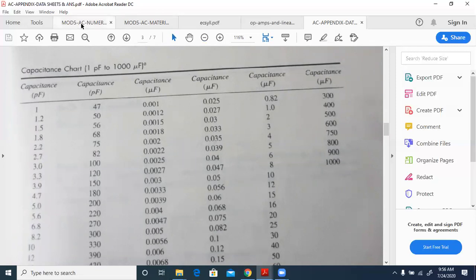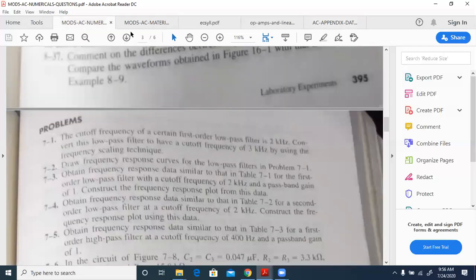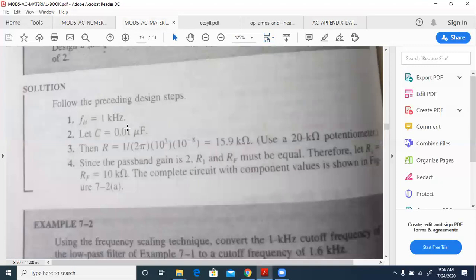Okay. So that is what he has taken here also, 0.01 microfarad. If you want, you can choose some other value also, but accordingly the value of R will change. So FH is equal to 2 kilohertz, C is equal to again 0.01 microfarad.